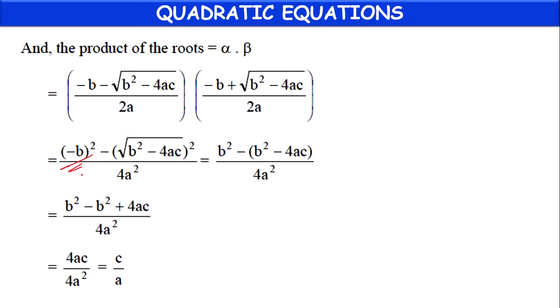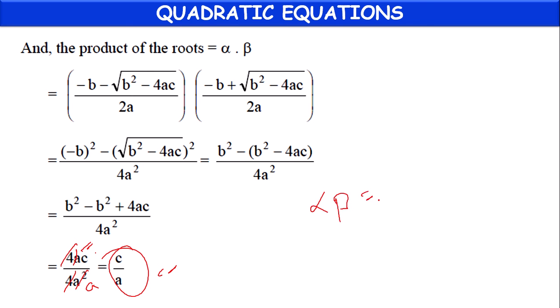Now, minus b whole square will become b square. Here, square root and square get cancelled. We will have minus of b square minus 4ac. But if we remove the bracket, because of the minus, the symbols will change. Plus b square will become minus b square, and minus 4ac will become plus 4ac. b square gets cancelled. 4ac by 4a square will be remaining. 4 gets cancelled, and one a gets cancelled. In the denominator, one a will be remaining, and in the numerator, c will be remaining. So c by a is the answer.